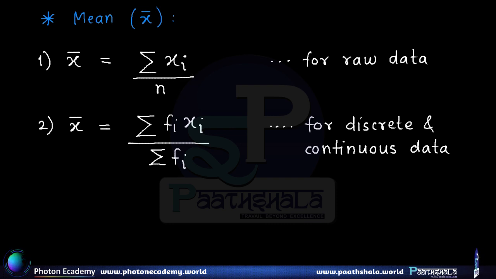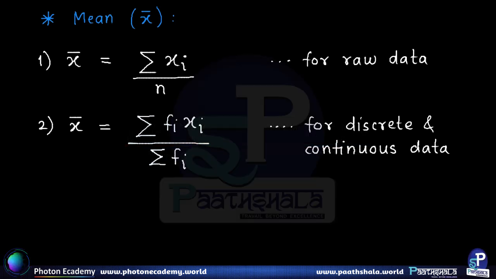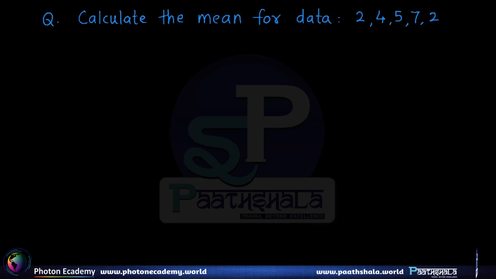In case of discrete or continuous, the only difference is that there is an additional factor of fi in the formula. Now note that we cannot cancel fi as shown here, right? It is totally wrong, because in the numerator we have to first take the product of fi and xi, and then we have to add up all the products and then divide by summation of fi. Right. Now let us solve few examples to practice this.